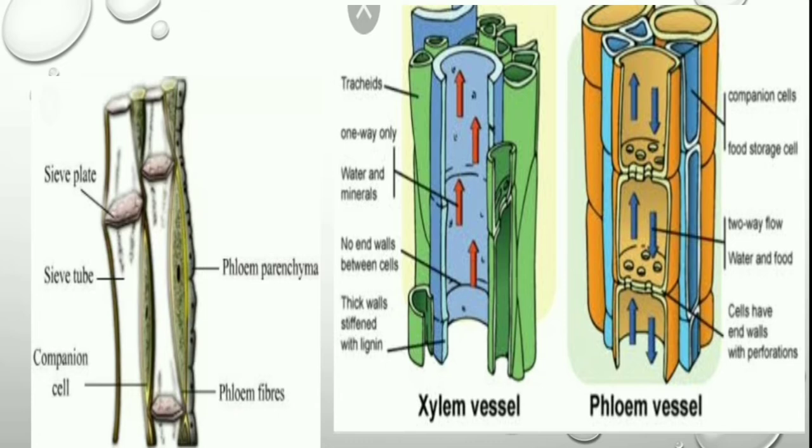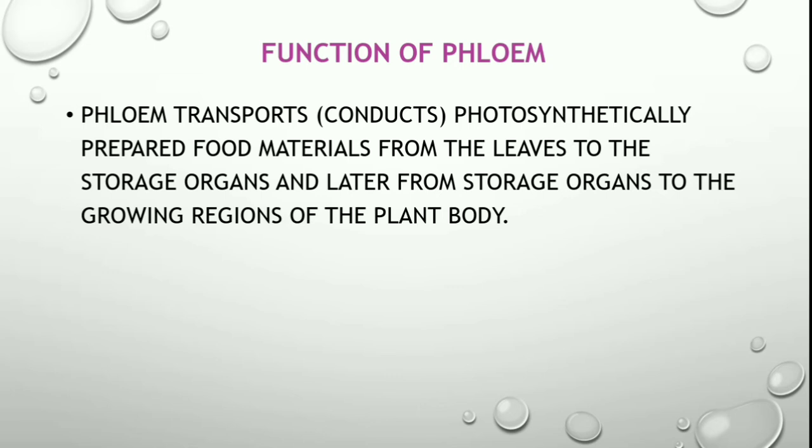So this is xylem and phloem. Now we will see the function of phloem. The main function of phloem is conduction or transportation of photosynthetic products, that is, photosynthetically prepared food materials are transported from the leaves to all the parts of the plant.